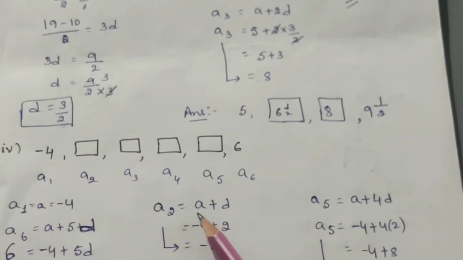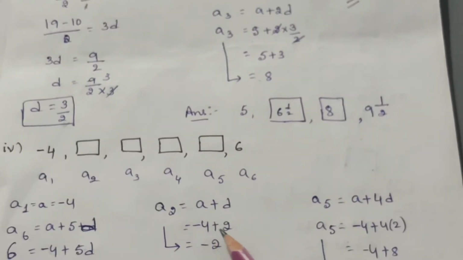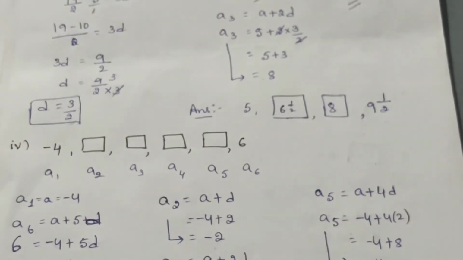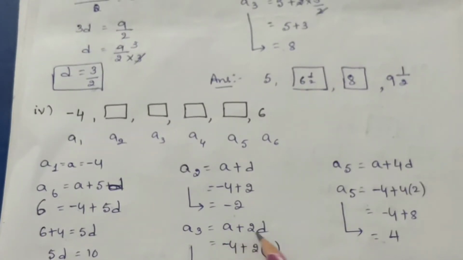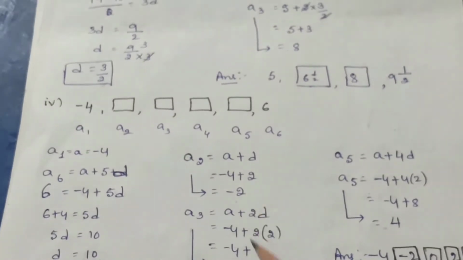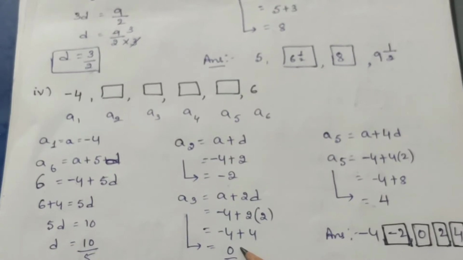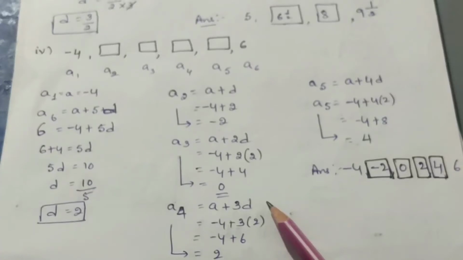The second number is obtained by adding the first term with the difference. That is minus 4 plus 2 is minus 2. You know the second term. Then the third term can be written in the form of A plus 2D. Substitute the value of the first term, that is minus 4. Write 2 as it is and substitute the value of D. Then minus 4 plus 4 get cancelled. The answer is 0.